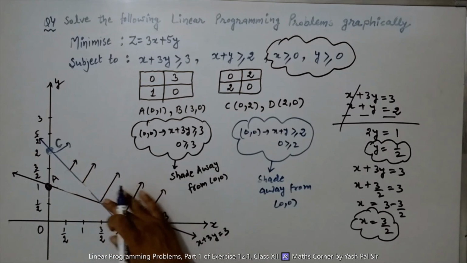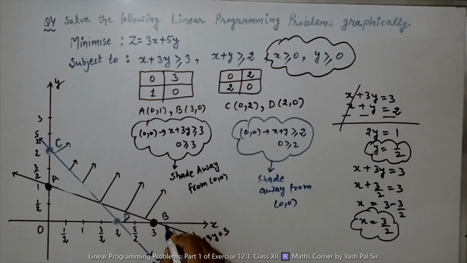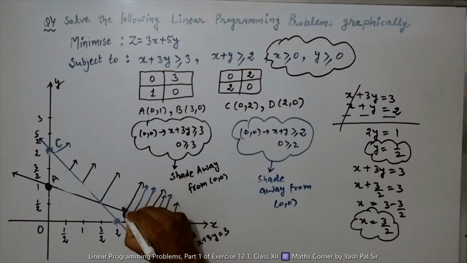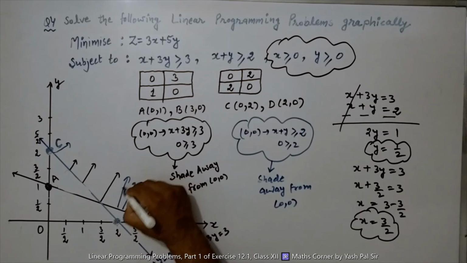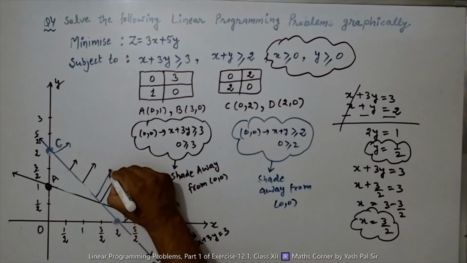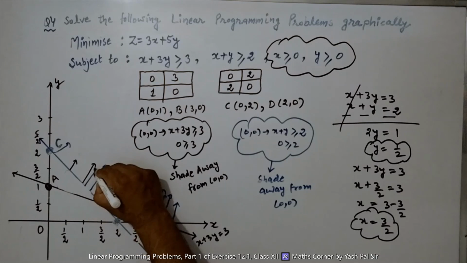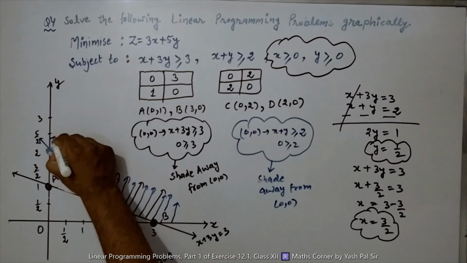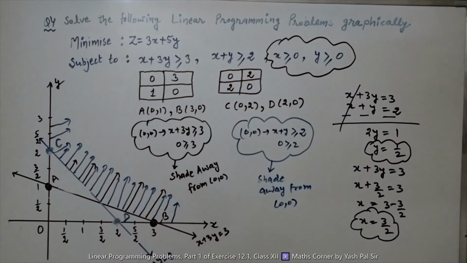So the previous portion which was towards this side, that is erased now. So this way we have the feasible region. This portion is not bounded, unbounded. This way. Okay, so this is the feasible region.